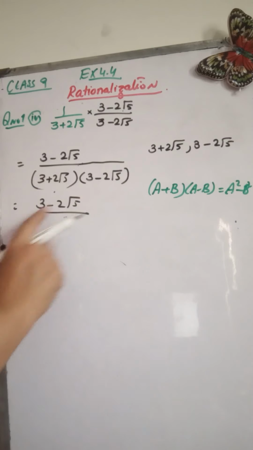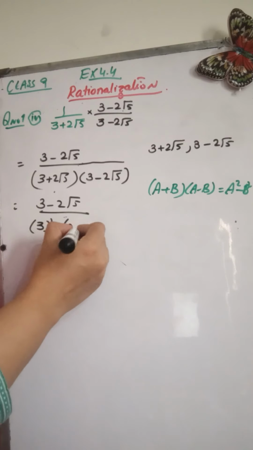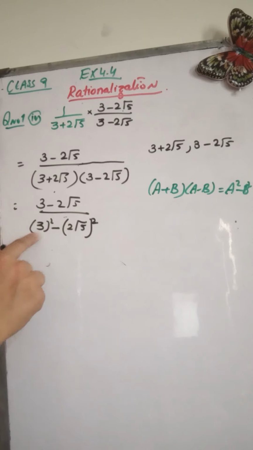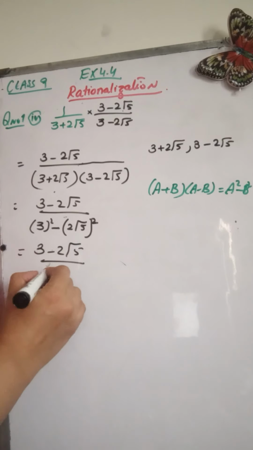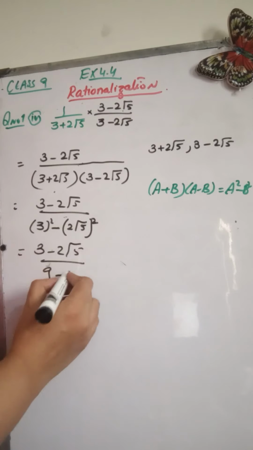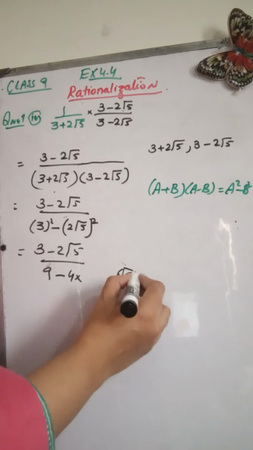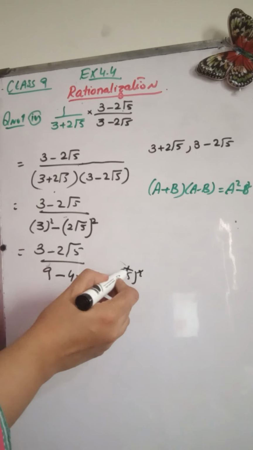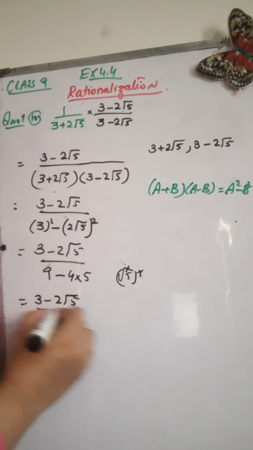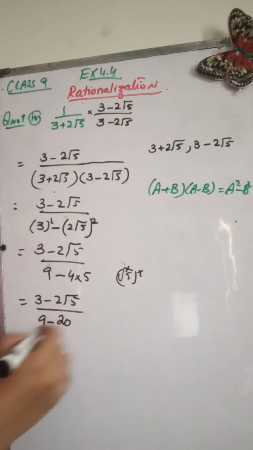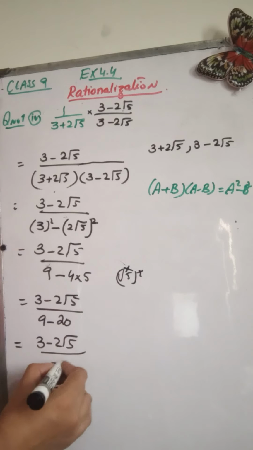a plus b into a minus b will be a square minus b square. This will come out to be equal to 3 square is 9 minus 2 square will be 4, and under root 5 whole square will be 5. Okay, under root 5, when it gets squared, the square cancels out with the radical sign, so it will give us 5. So we get 3 minus 2 under root 5 over 9 minus 20, which is equal to 3 minus 2 under root 5 over negative 11.